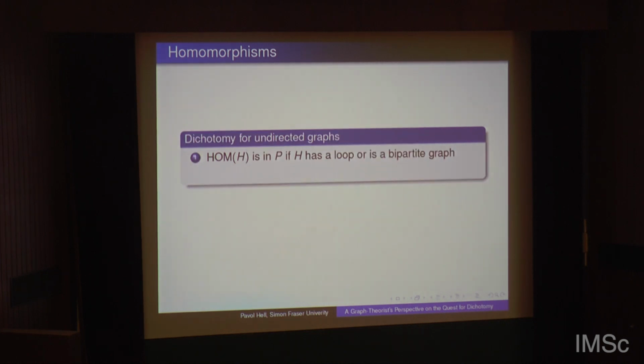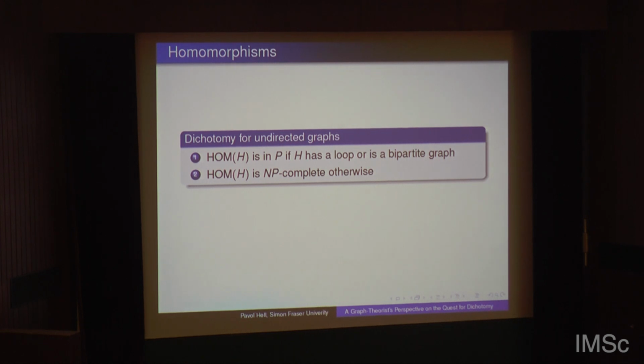And so in maybe the late 80s, Nešetřil and I proved a dichotomy for undirected graphs, which says if the graph H is bipartite or has a loop, in which case the polynomiality is kind of easy, these problems are polynomial, and in all other cases are NP-complete. So this is a dichotomy for homomorphism problems, which includes the two specialized dichotomies that I have shown you, as well as a number of other results on dichotomies.